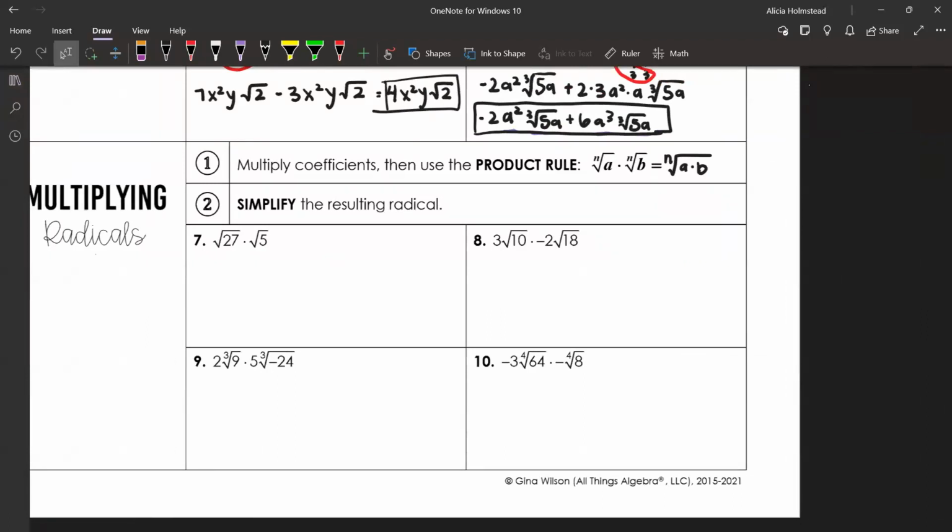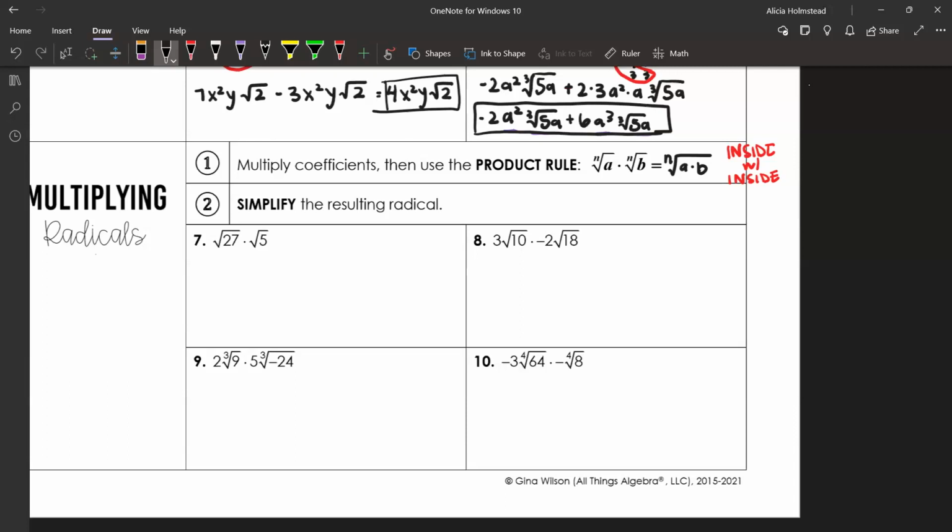So you can multiply insides with insides. That's kind of the big thing that we'll talk about a lot. You can do insides with insides, as long as they have the same index. So step 1 is to combine them, and then step 2 is to simplify.